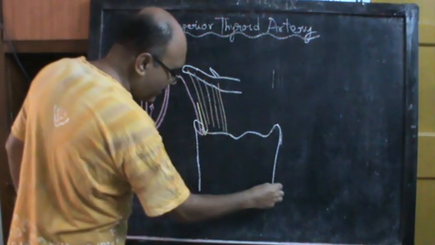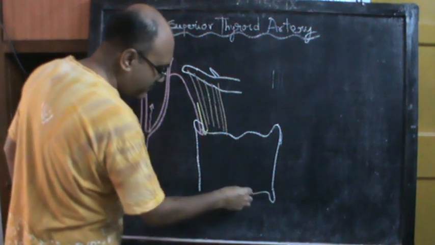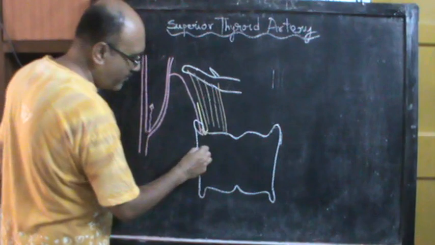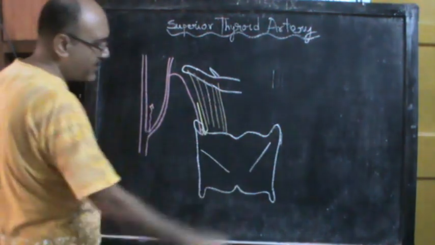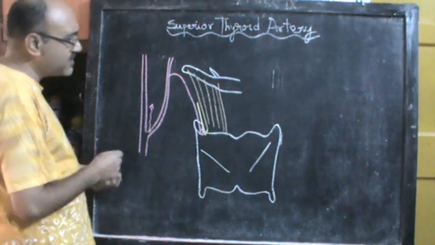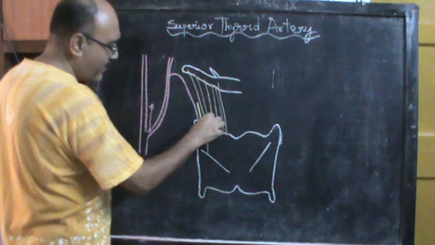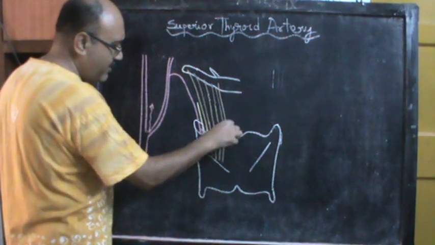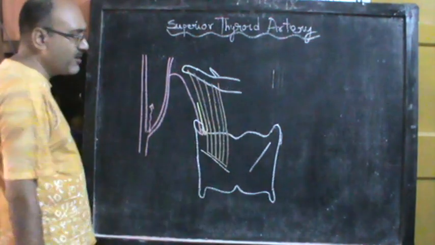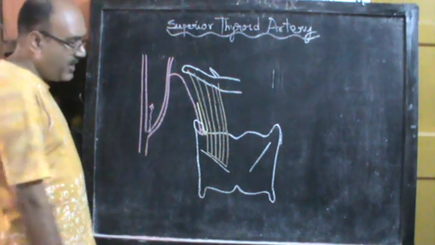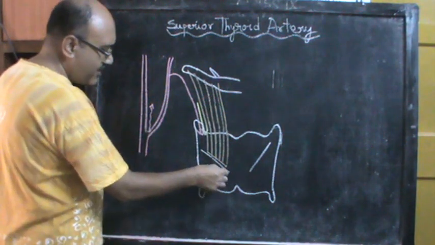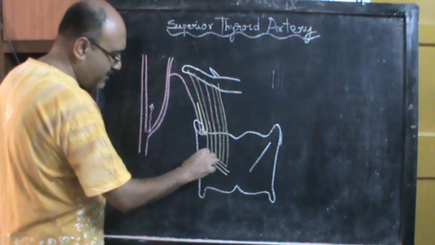So we draw the thyroid cartilage again, and this is the oblique line of the thyroid cartilage over here and over here. That means this thyrohyoid muscle that we have drawn will be starting above the oblique line of the thyroid cartilage, and below over here you expect the sternothyroid muscle.